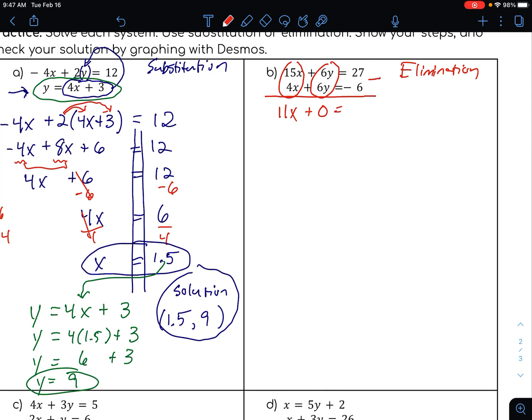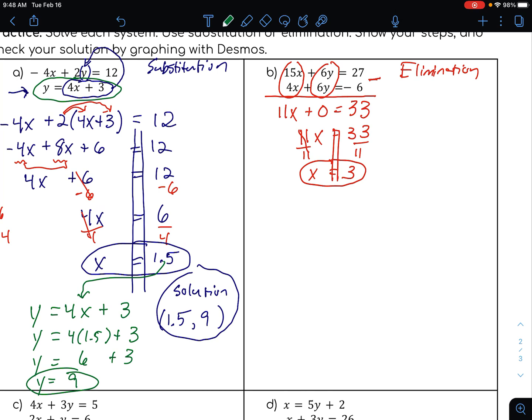That's that elimination. And then careful on this one, 27 minus negative 6 is the same as 27 plus positive 6, which is 33. So that gives us 11x is equal to 33. Don't really need that plus 0 there. And then dividing both sides by 11 to undo the multiplication, I get x is equal to 3. So you notice you kind of get that first half of the solution pretty quickly in the elimination method.